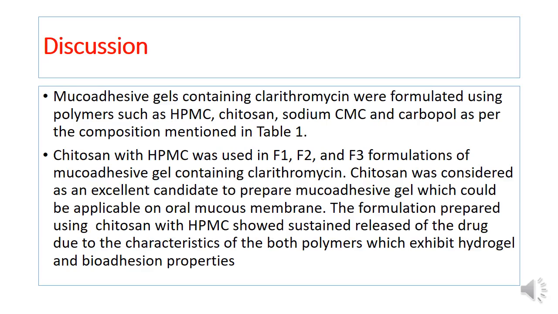Mucoadhesive gels containing clarithromycin were formulated using polymers such as HPMC, chitosan, sodium carboxymethyl cellulose, and carbopol as per the composition mentioned in Table 1 previously. Chitosan with HPMC was used in F1, F2, and F3 formulations. Chitosan was considered an excellent candidate to prepare mucoadhesive gels, which could be applied on oral mucous membranes. The formulation prepared using chitosan with HPMC should sustain release of the drug due to the characteristics of both polymers, which exhibit hydrogel and biodegradable properties.